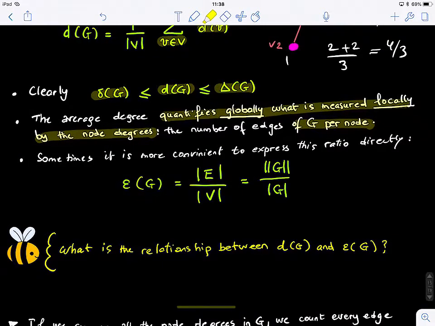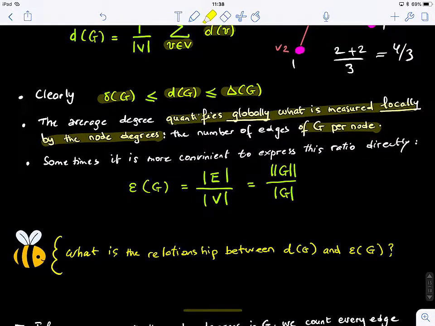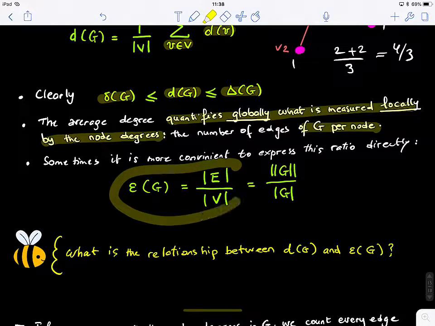There's also another way of expressing this: the number of edges in the graph with respect to the number of nodes. So there's this measure which we define, the epsilon of G. We just divide the number of edges by the number of nodes. So you can see that this is also another way of profiling and examining graphs.